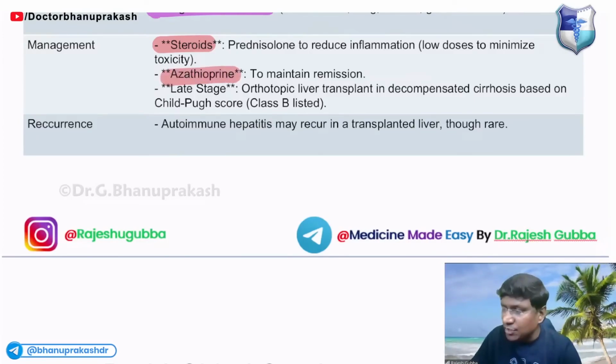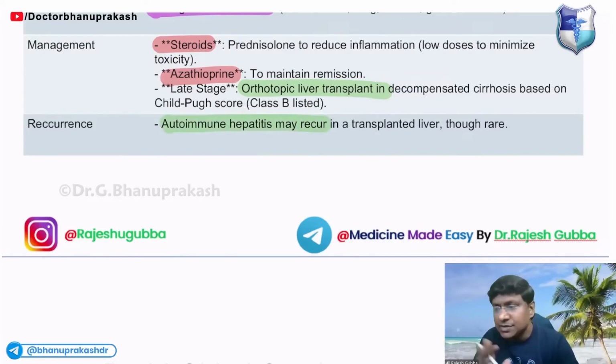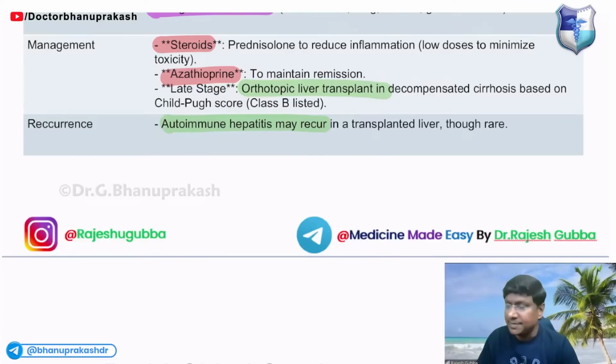In the late stages, what will you do? In the late stages, you need to do orthotopic liver transplantation. Okay. Now, is there any recurrence after doing orthotopic liver transplantation? Yes. Autoimmune hepatitis may recur in the transplanted liver. Okay. So this is about autoimmune hepatitis.